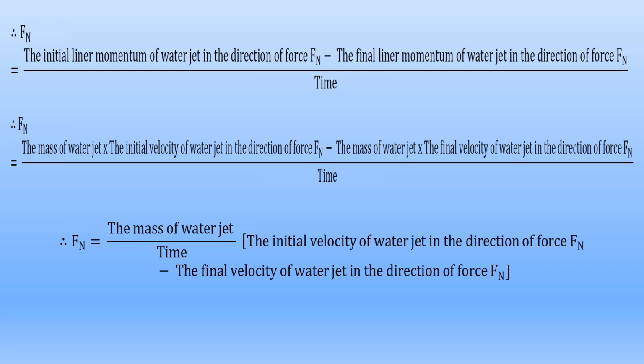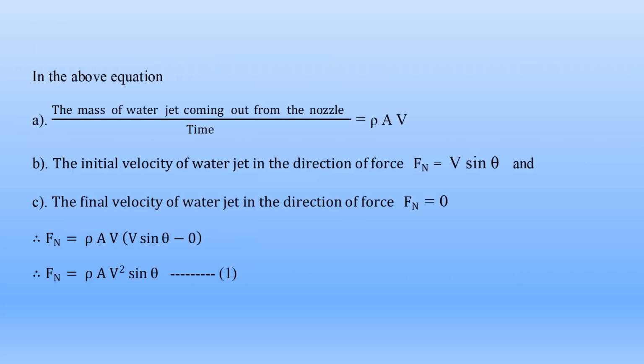Then coming to the final velocity of water jet in the direction of force Fn, we know that the final velocity is acting along the surface of the inclined flat plate, whereas the force Fn is acting in the normal direction, perpendicular to the inclined flat plate. So the final velocity is making an angle of 90 degrees with the force Fn. So the final velocity of water jet in the direction of force Fn is Vf cos 90. Cos 90 is 0. So the final velocity of water jet in the direction of force Fn is also 0.